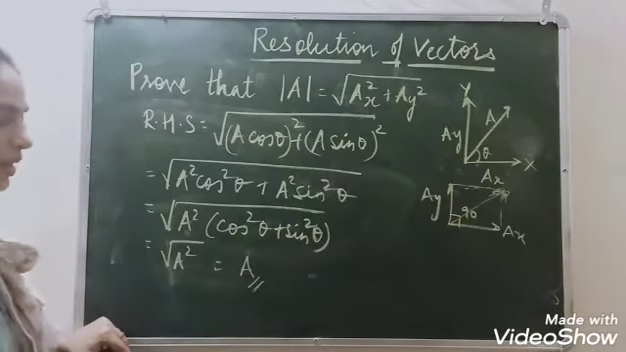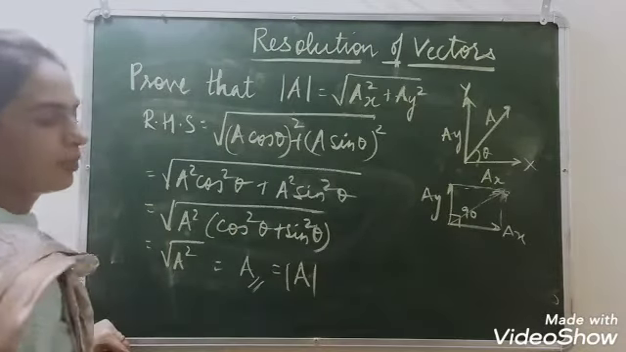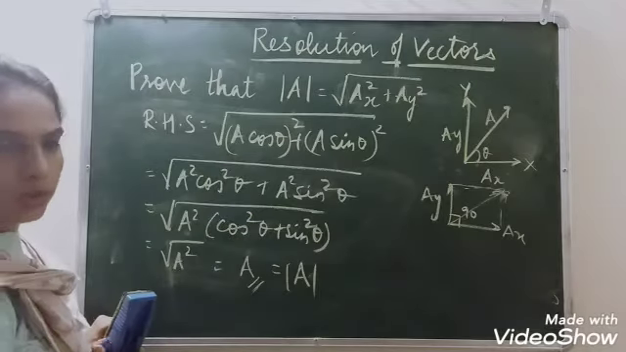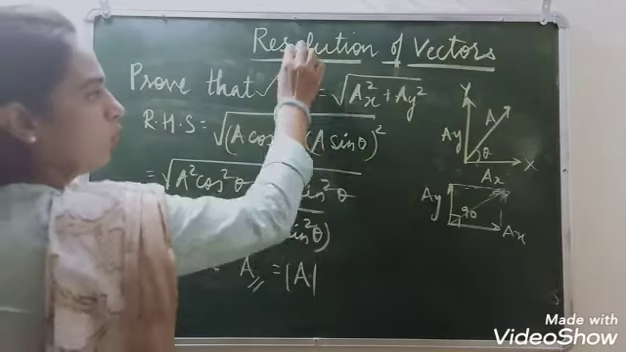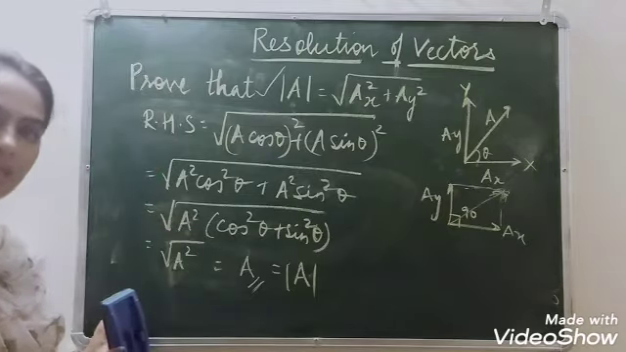So this is the right hand side. What is the left hand side? A. So left hand side equals right hand side. So we can prove it both ways. That means this is true. Magnitude of A is under root of ax square plus ay square.